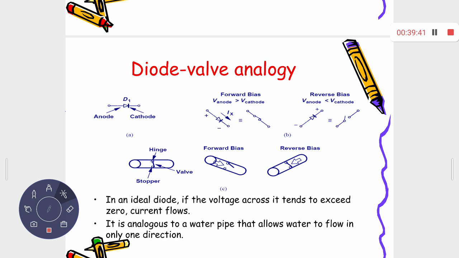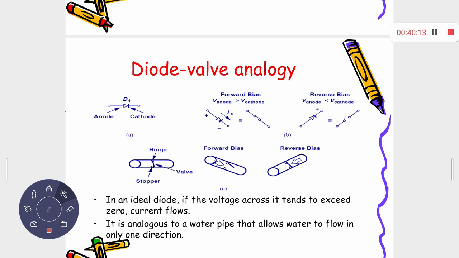On the other hand, if you are under reverse bias case, anode voltage is less than cathode voltage, then the switch is open. There is no current, ideally no current. Practically, there could be some amount of current, but ideally no current. And it can withstand any amount of reverse voltage you can apply. That's not the case, ideally. You cannot apply any amount of voltage, because the point will come when the breakdown will take place.